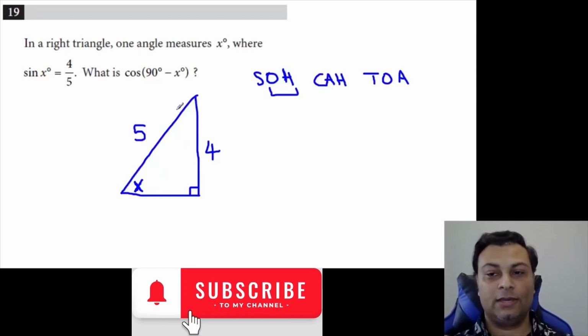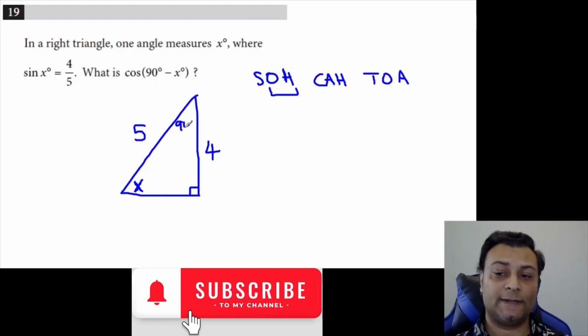Okay. Cosine of 90 minus x. One of these angles is 90 minus x. Well, in a right triangle, these two acute angles are complementary. They will sum to 90 degrees because this angle is 90, and you need 90 more to get to 180. So they sum to 90 degrees. These are complementary. If one of them is x, the other one is 90 minus x. This particular angle is 90 minus x.